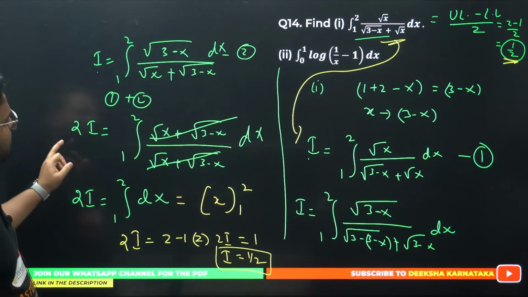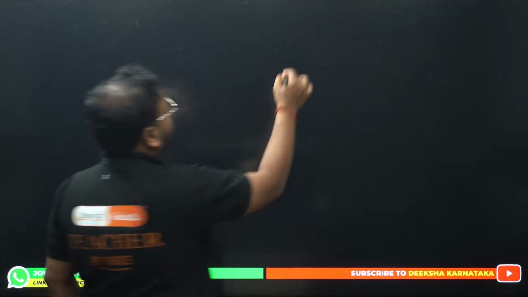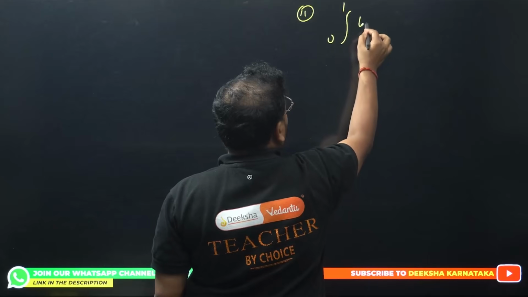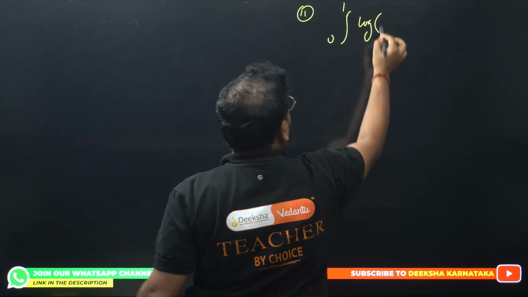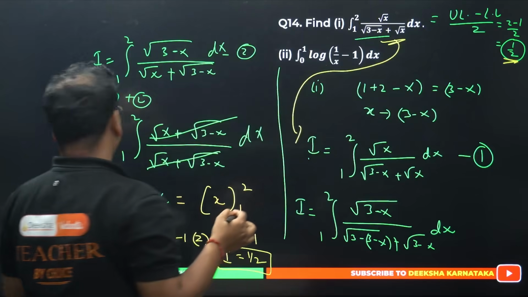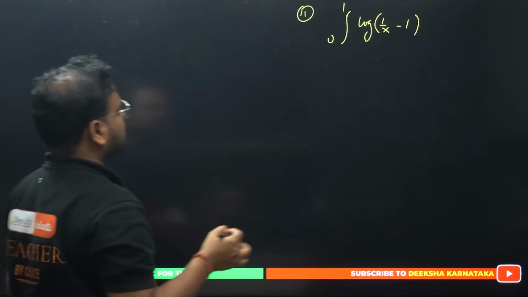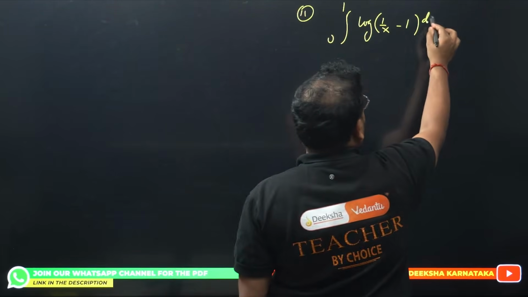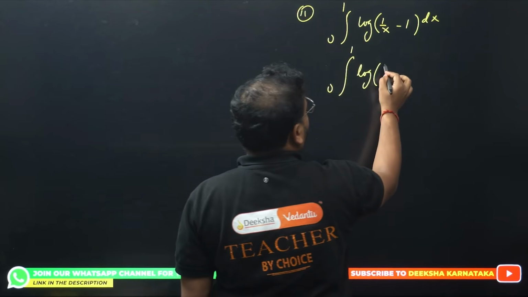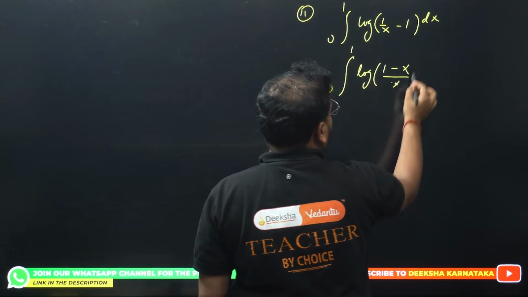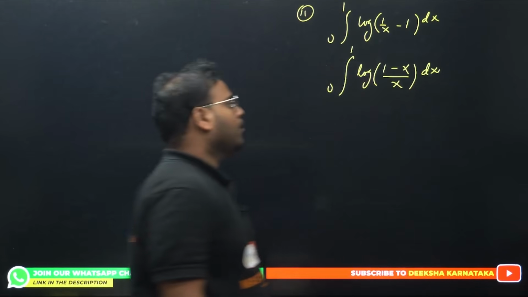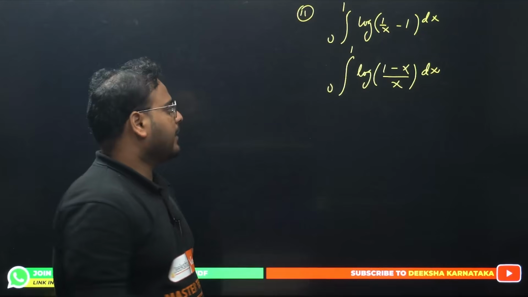14th part 2 now. We have 0 to 1 log of, what is this? 1 by x minus 1, I think, right? Please check, 1 by x minus 1. Of course, there's a dx. Check this out. We have the integral from 0 to 1 of log of 1 minus x upon x dx.